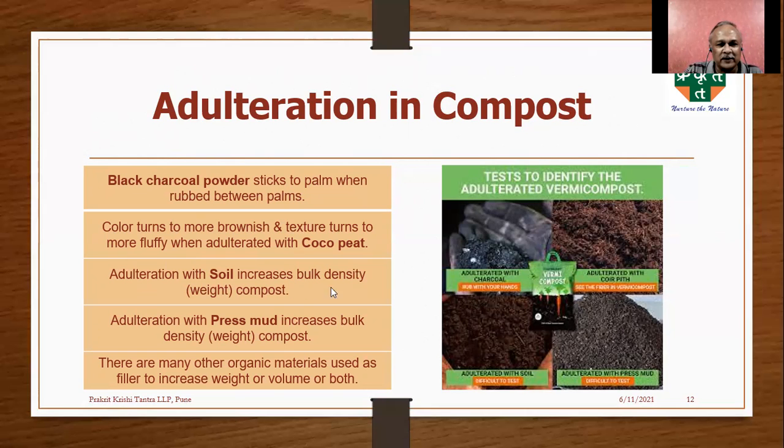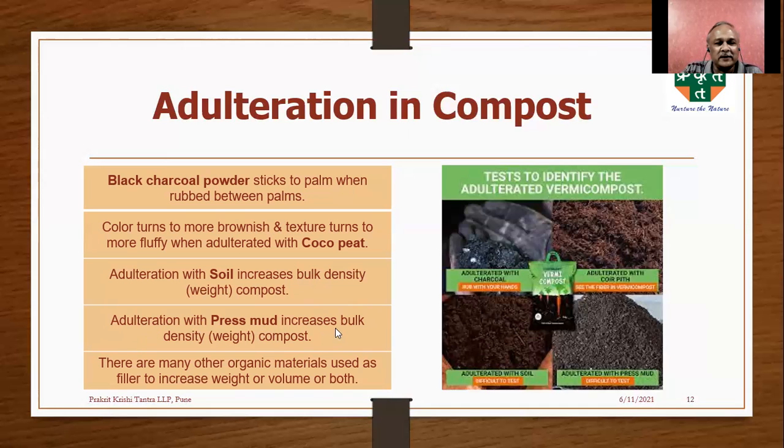Adulteration with soil increases the bulk density and weight of the compost. Soil is added without changing the texture too much in pure compost, to increase the weight of the compost. So there is less compost but more weight, because compost is sold in the market by weight. That is one kind of cheating.